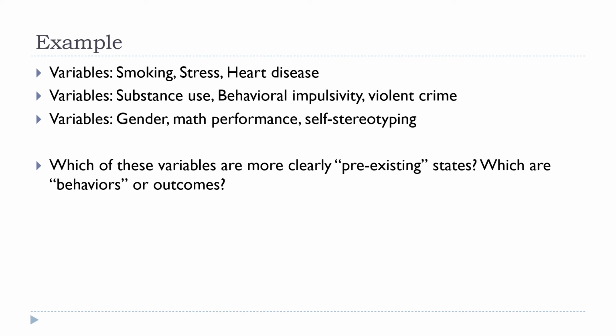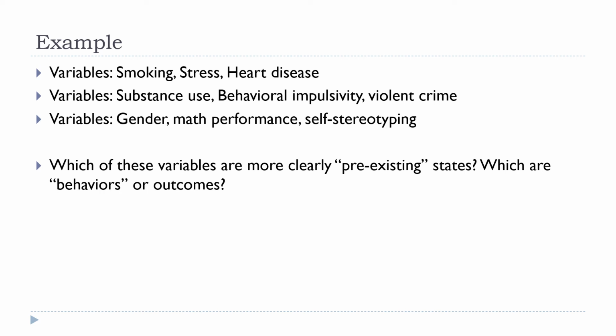Now, there are certain things that I would think of as being pre-existing, or the initial impetus for whatever the mediator is. So in the first example, for instance, I would think that stress would lead to more smoking, which in turn would lead to more heart disease, so that smoking could be a potential mediator between stress and heart disease. Likewise, you can make the argument that behavioral impulsivity leads to more substance use, which in turn leads to more violent crime. So that behavioral impulsivity is my independent variable, substance use is my mediator, and violent crime is my dependent variable.